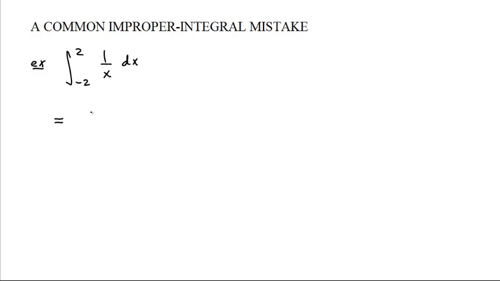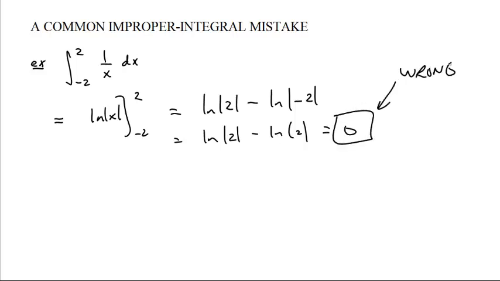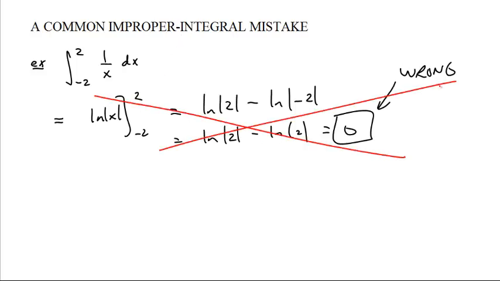A lot of people would just say, oh, this is the natural log absolute value of x evaluated from -2 to 2, which is what? The natural log of the absolute value of 2 minus the natural log of the absolute value of -2, which is natural log of 2 minus natural log of 2, which is 0. Wrong. That is the wrong answer. This is called not noticing that it's an improper integral, not noticing that the 0 in the middle has a problem. So this is bad.